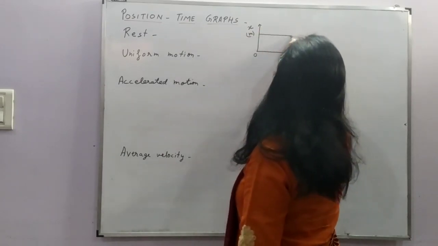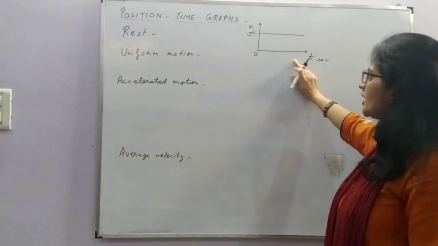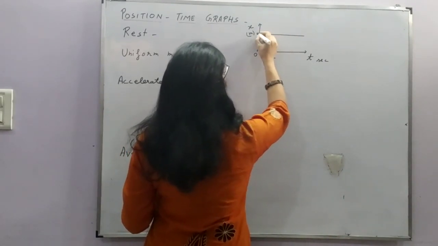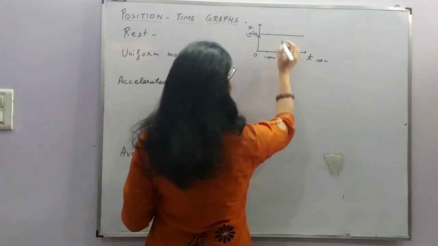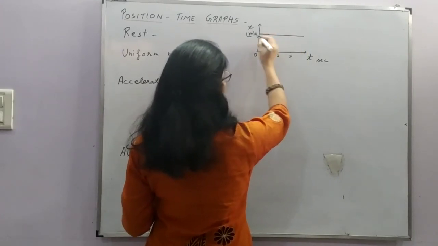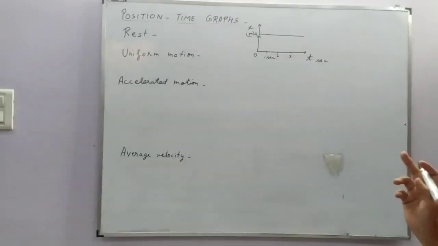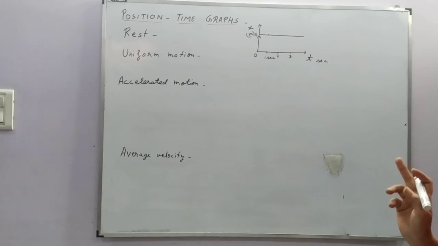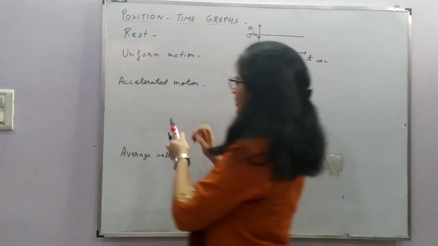So if you have a graph like this with a line parallel to the time axis, it shows that at 1 second, suppose the position is 4 meters. At 2 seconds, the position is still the same, 4 meters. At 3 seconds, the position is still the same. So this shows that time is increasing, but the position remains the same. So you can say that this shows the position at rest.